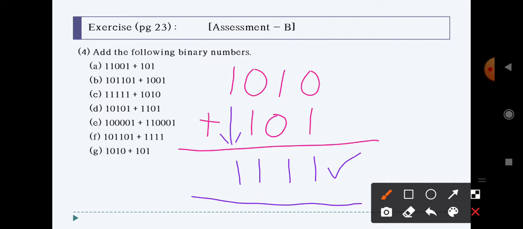Okay, the leftover portion you try it out by yourself. In case you found any difficulty, you just write down or just come in the live class and ask me over there.